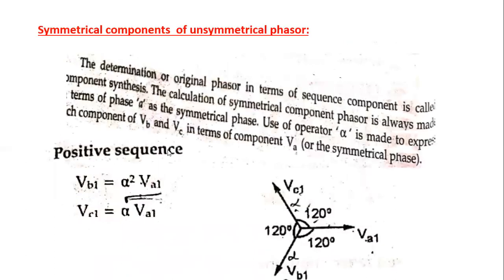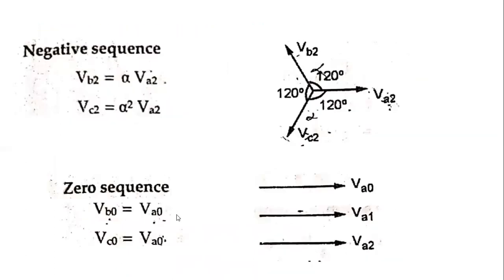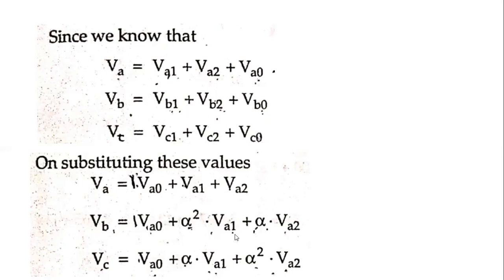Then we are considering alpha square. Therefore VB1 is equal to alpha square into VA1, and VB2 is equal to alpha into VA2. That is, VB1 is equal to alpha square into VA1 and VB2 is equal to alpha into VA2.